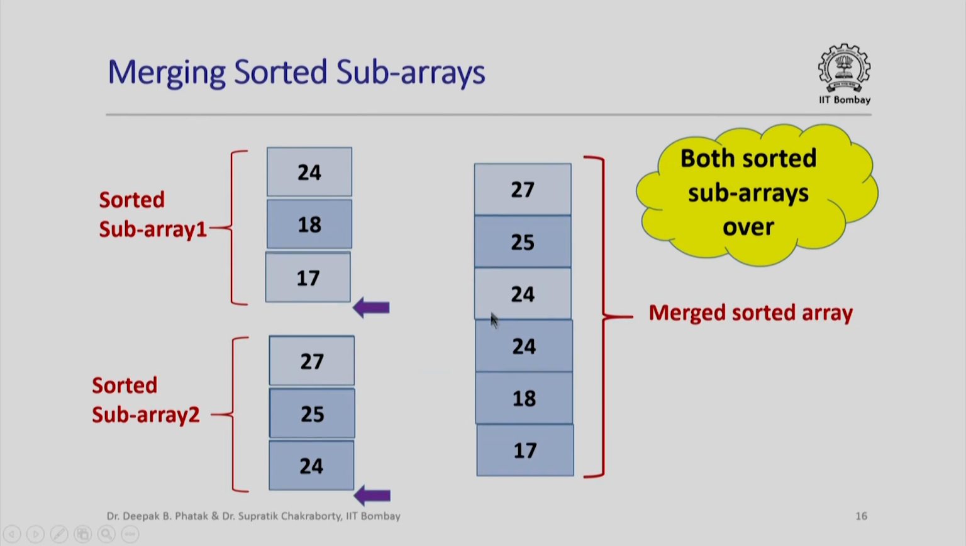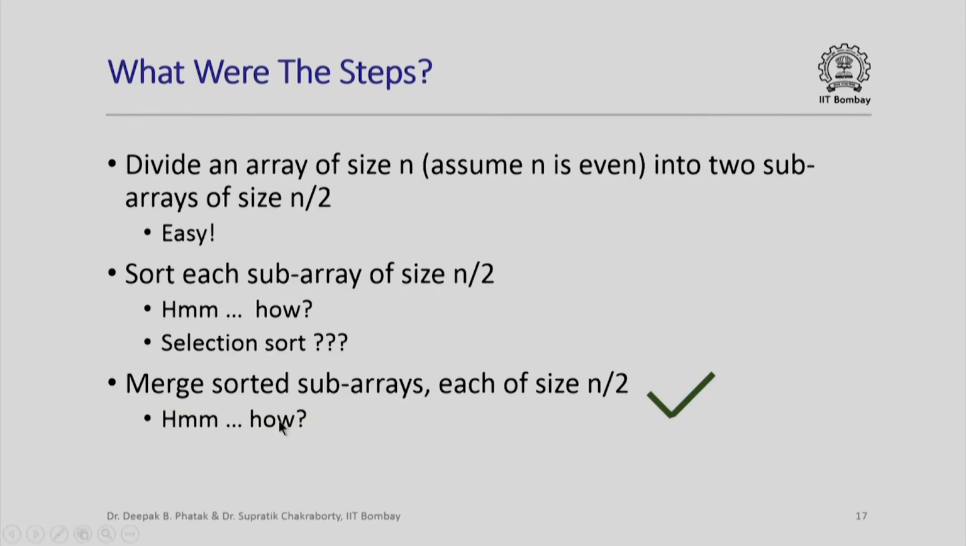So this finally gives us the merged sorted array over here, and I have seen both these sorted subarrays. I have examined all their elements and placed them in their rightful place in this merged sorted array. So this is the way in which we could take two sorted subarrays each of size n by 2 and then merge them into one sorted array of size n.